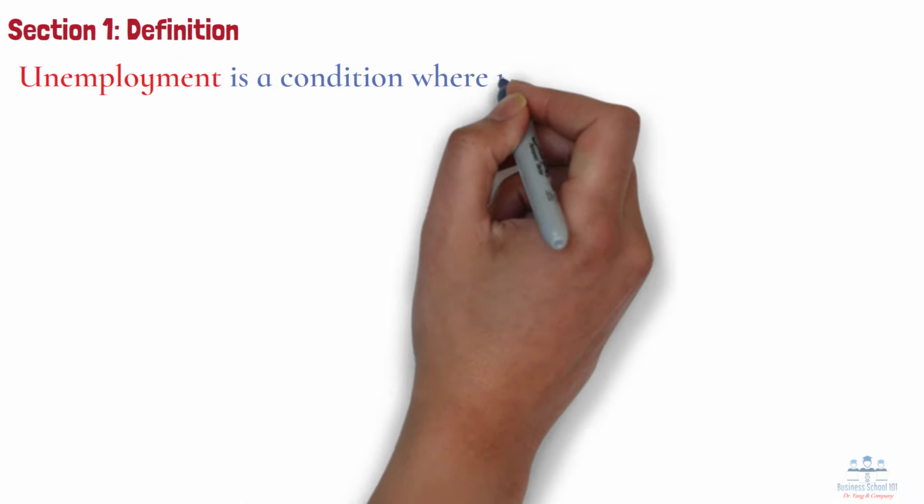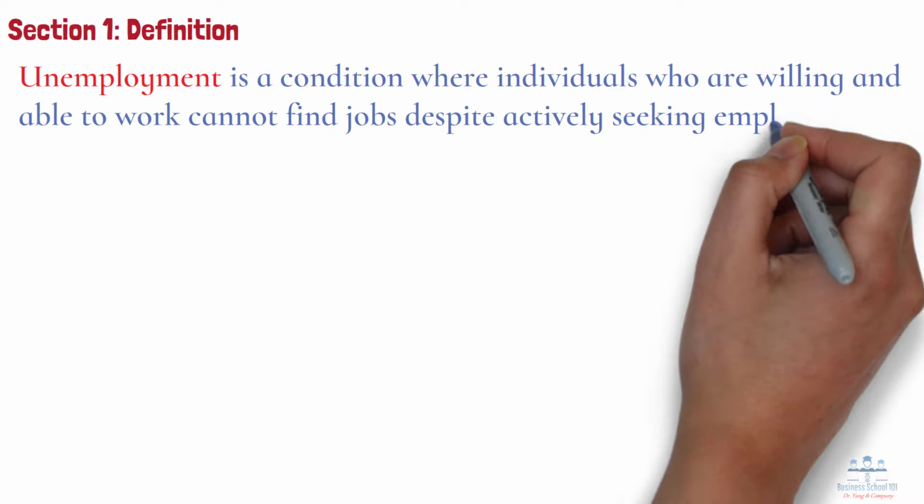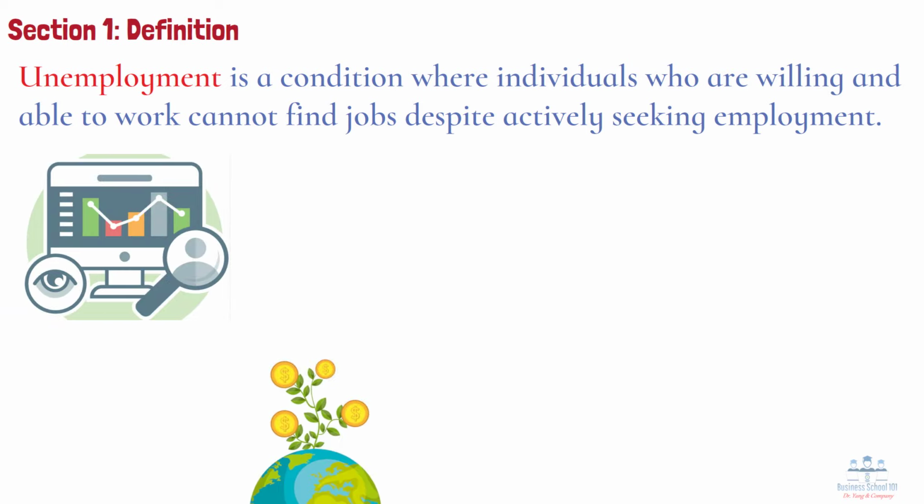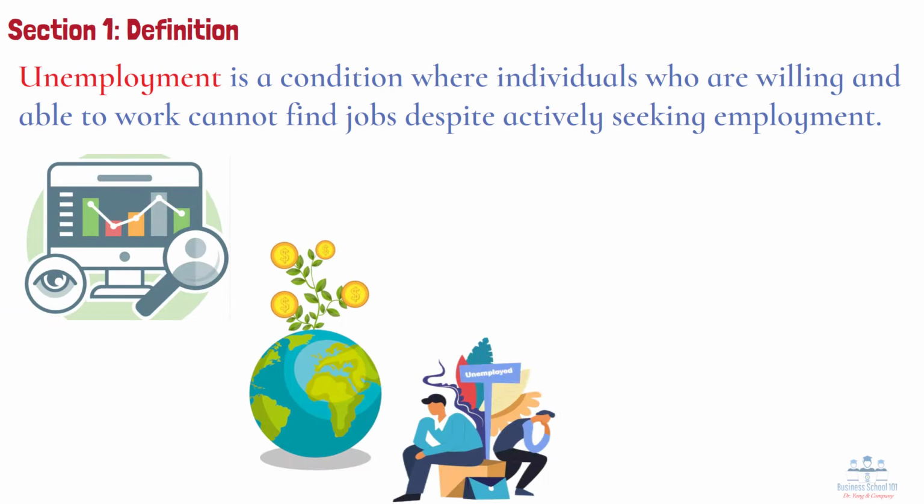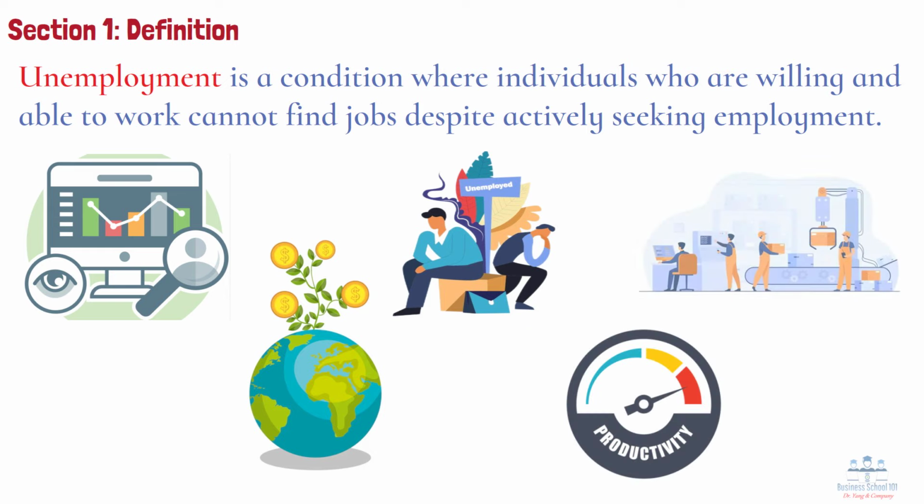Section 1, Definition. Unemployment is a condition where individuals who are willing and able to work cannot find jobs despite actively seeking employment. Economists track this through various measures to gauge the overall health of the economy. Understanding unemployment is essential, as it reflects both the productivity and the well-being of a nation's workforce.